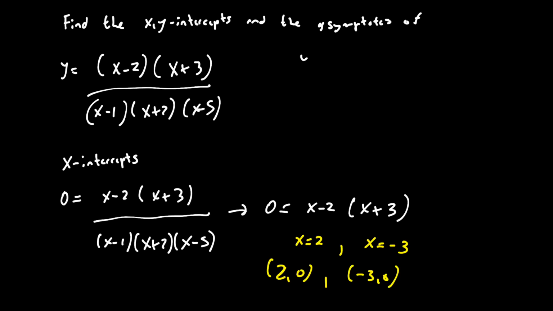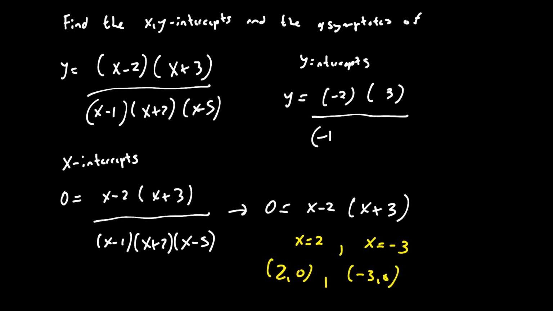Now to find the y-intercept, set the x equal to 0 and solve for y. Here we'll get y is equal to negative 2 times 3 divided by negative 1 times 2 times negative 5. Simplifying this, we'll get that this is just equal to negative 3 divided by 5. Writing this as a point on the graph, our y-intercept will be given by (0, negative 3/5).